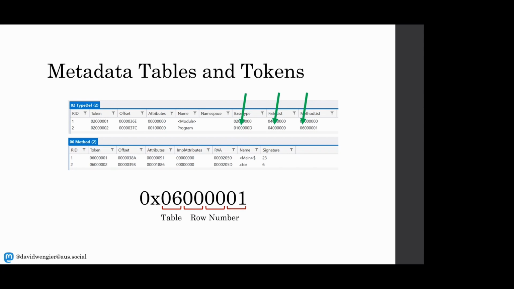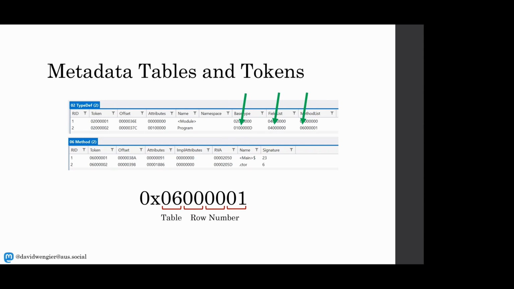But so the base type one, this is where things get a bit more interesting. Notice the base type for the program class starts with 01. The base type for the module row above it starts with 02. Now it happens to be 02 and then all zeros, so it doesn't really exist. There's no base type for a module. A module is just part of every .NET assembly, don't worry about it.